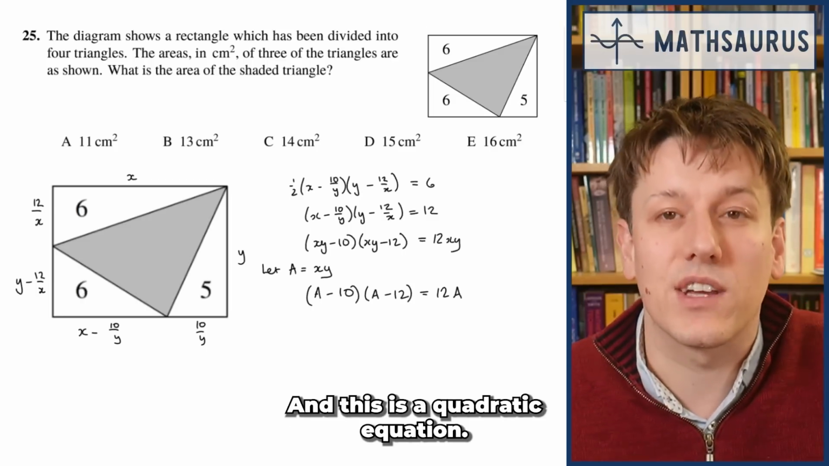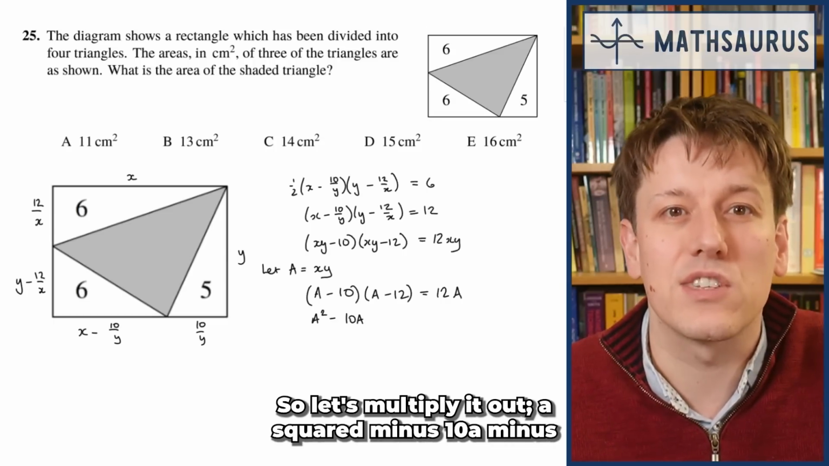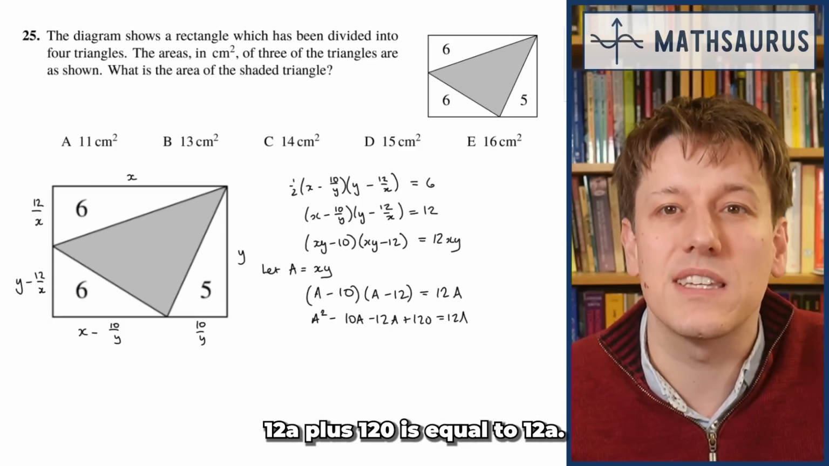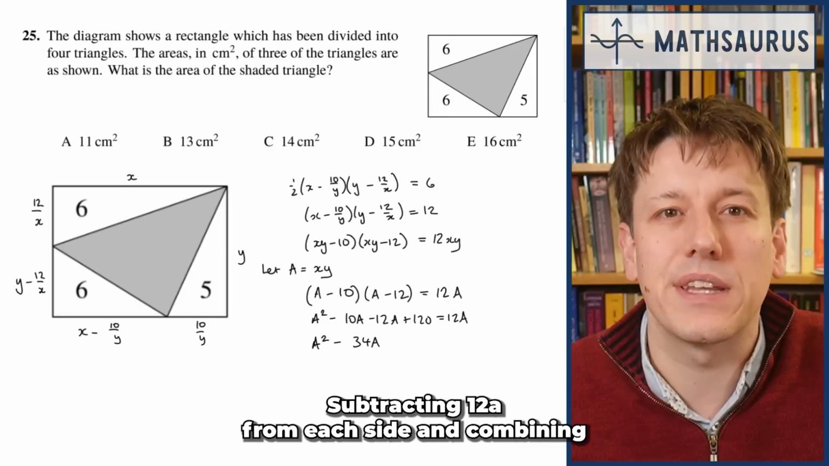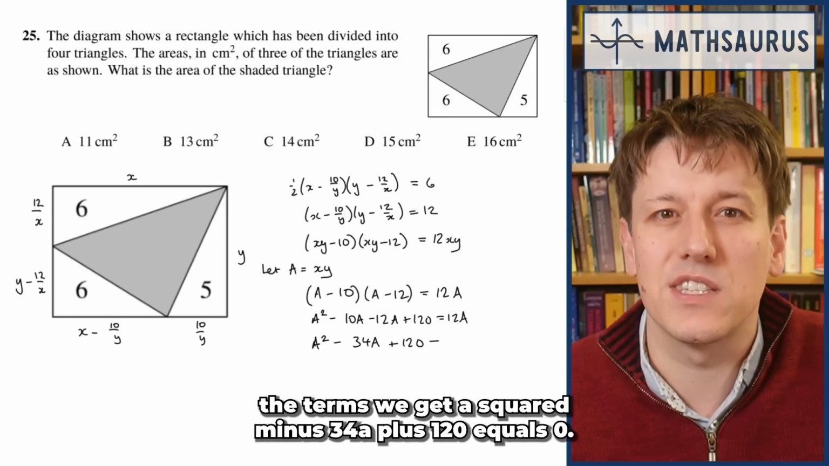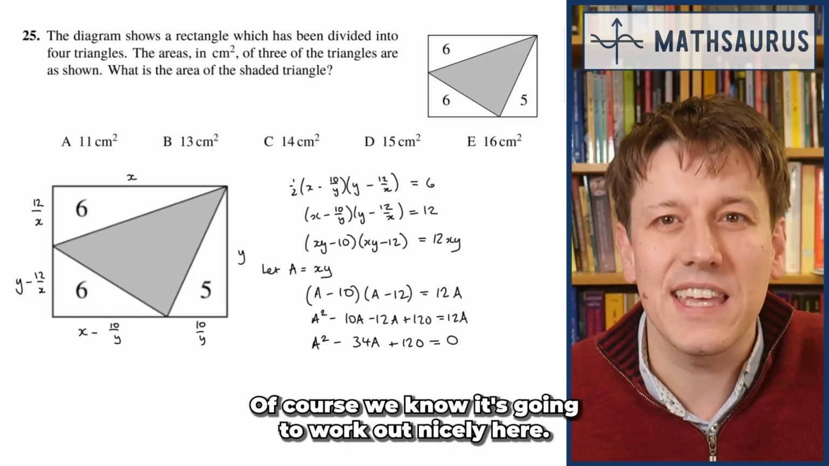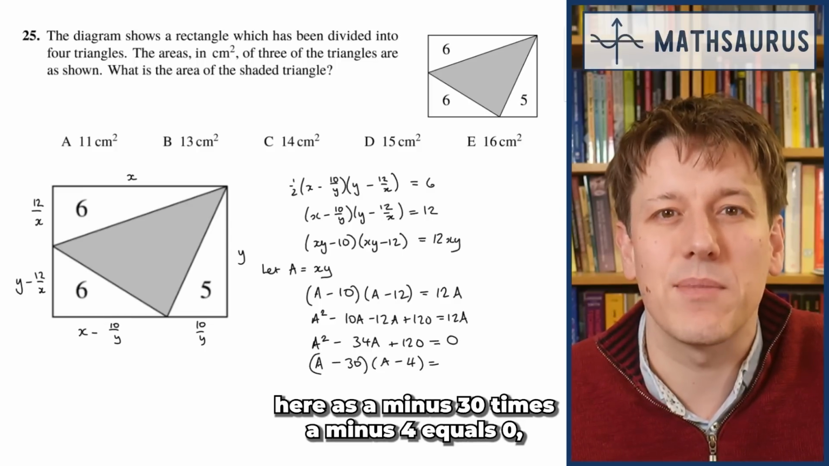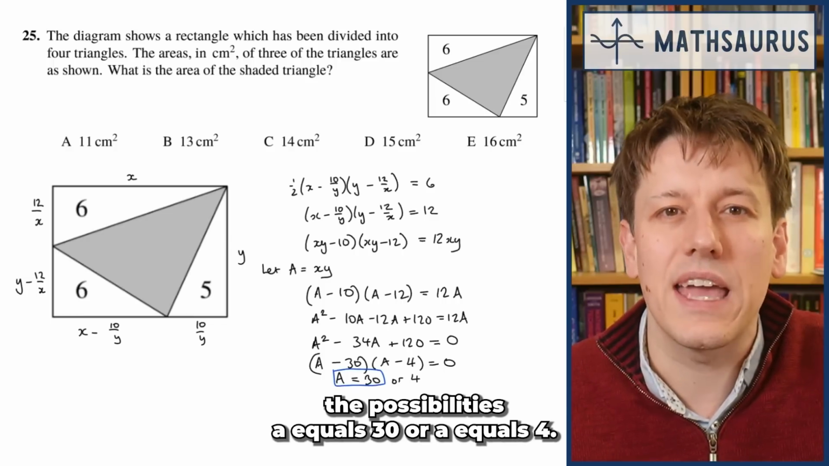And this is a quadratic equation. I just need to multiply it out and do the usual sorts of things I do with a quadratic equation. So let's multiply it out. A squared minus 10a minus 12a plus 120 is equal to 12a. Subtracting 12a from each side and combining the terms, we get a squared minus 34a plus 120 equals 0. And then choose your favourite method to solve this equation. Of course, we know it's going to work out nicely here. We know it's going to factorise, so we can factorise it here as a minus 30 times a minus 4 equals 0, which gives us the possibilities a equals 30 or a equals 4.